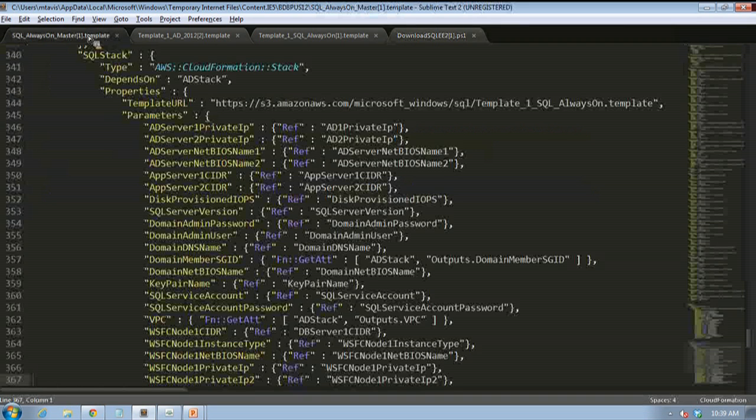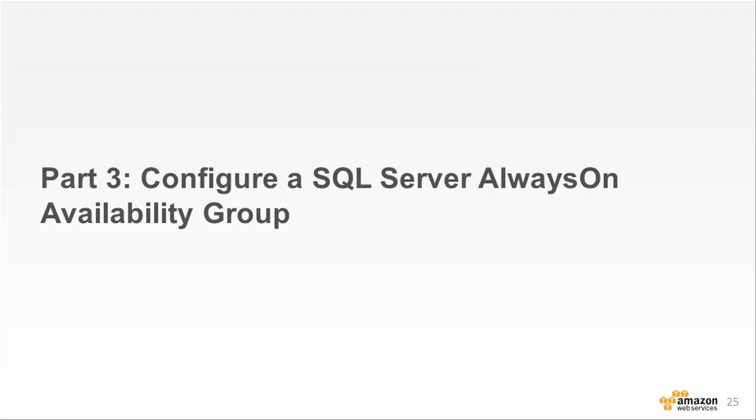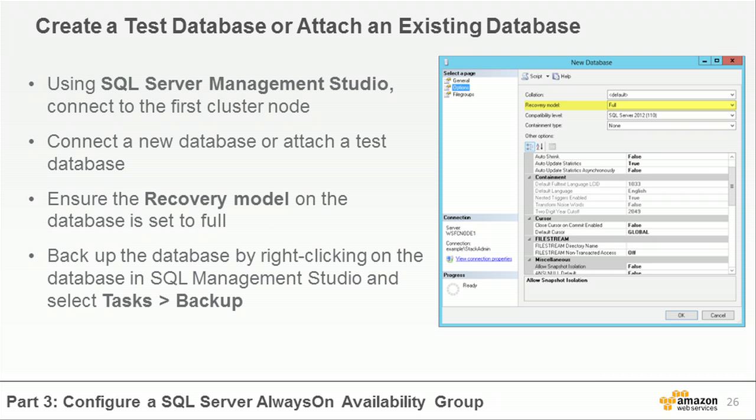You can see why it takes time. Now, the third step in this whole environment is to create a SQL Server Always On availability group. This is actually a manual step. So this is one that is not automated as part of the CloudFormation template. And this allows you to create the test database and attach an existing database.